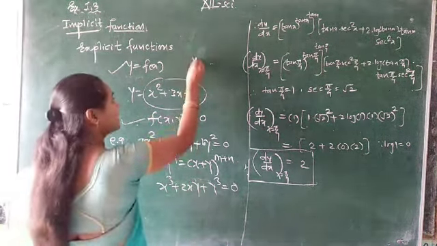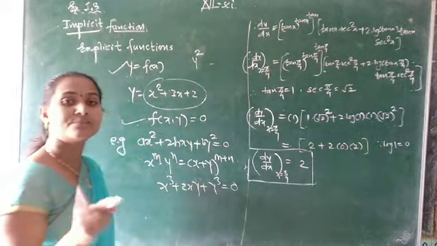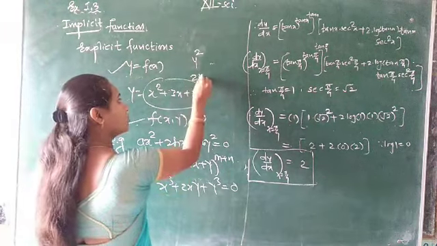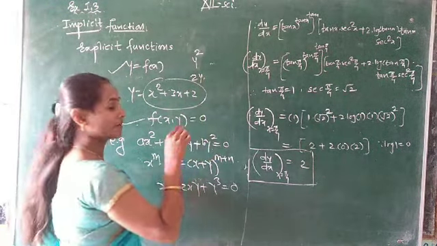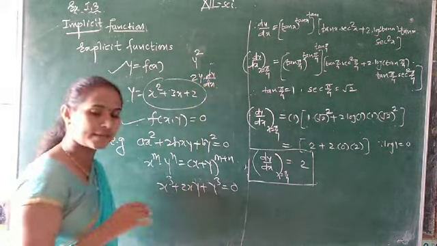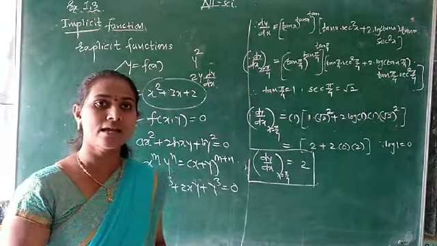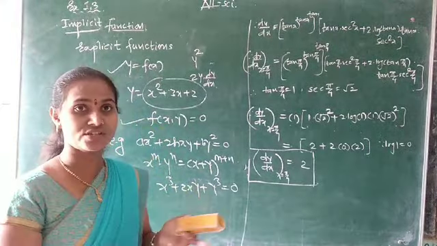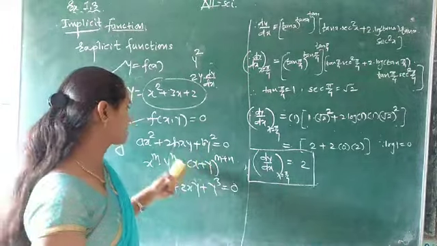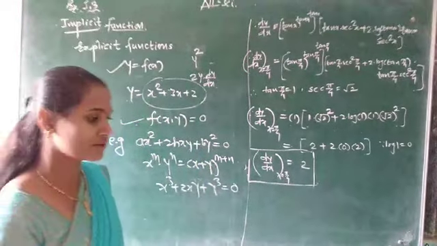If we have to find the derivative of y square with respect to x, then what is the derivative of y square? That is 2y, but since we differentiate with respect to x, we multiply by dy upon dx. This type of function, which is neither of the form x nor of the variable y, is called an implicit function.